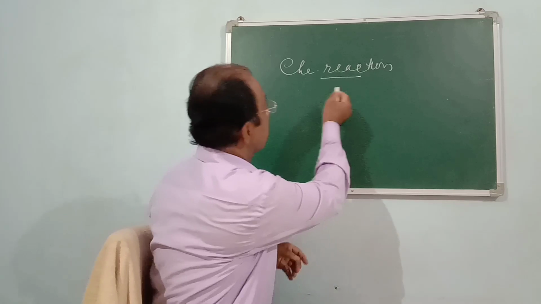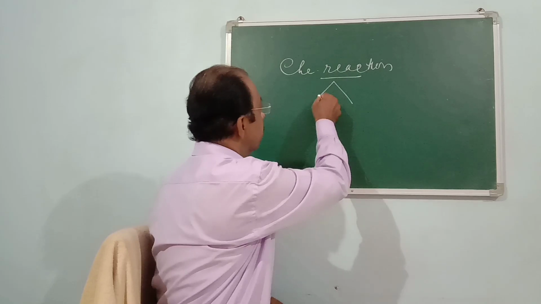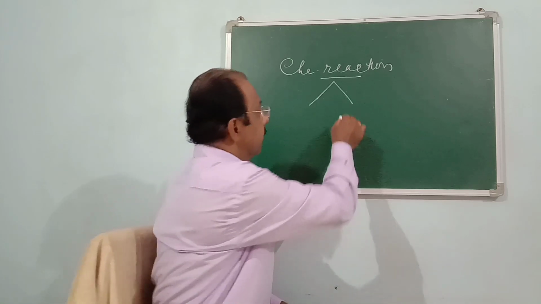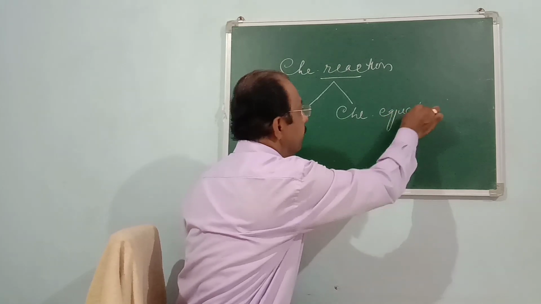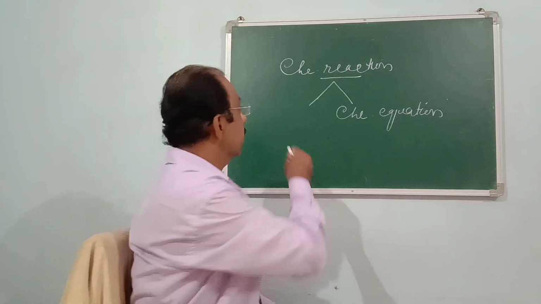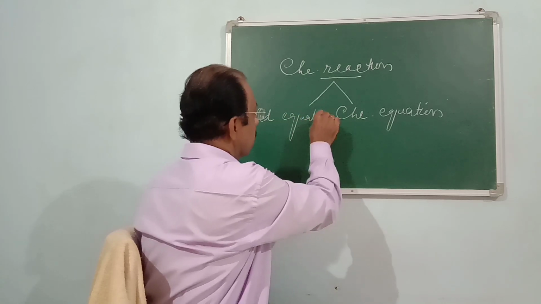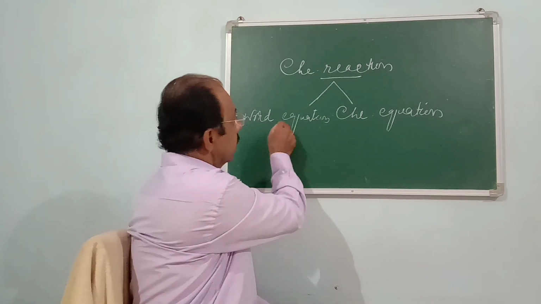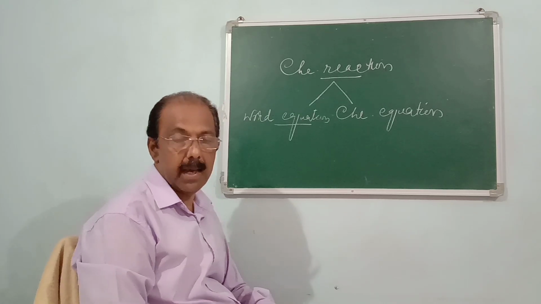A chemical reaction can be expressed in two different ways. One, word equation, and two, chemical equation. We take apart this word equation. Take a simple example, the burning of magnesium in air.